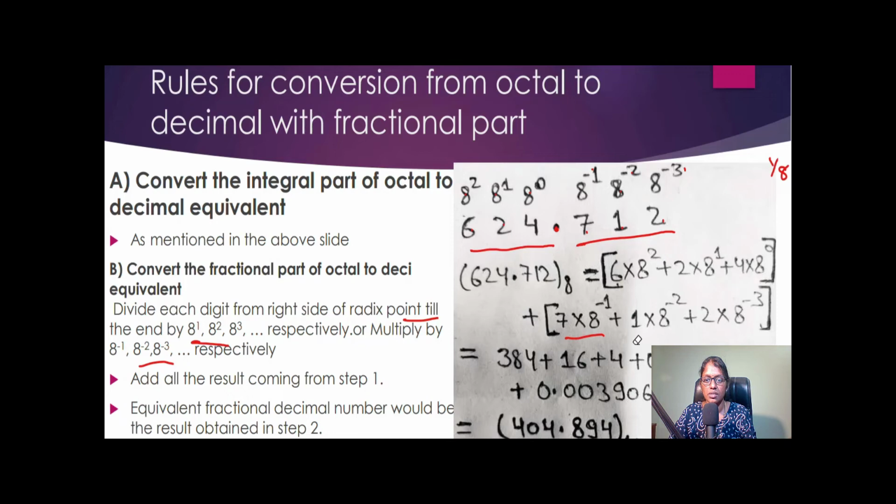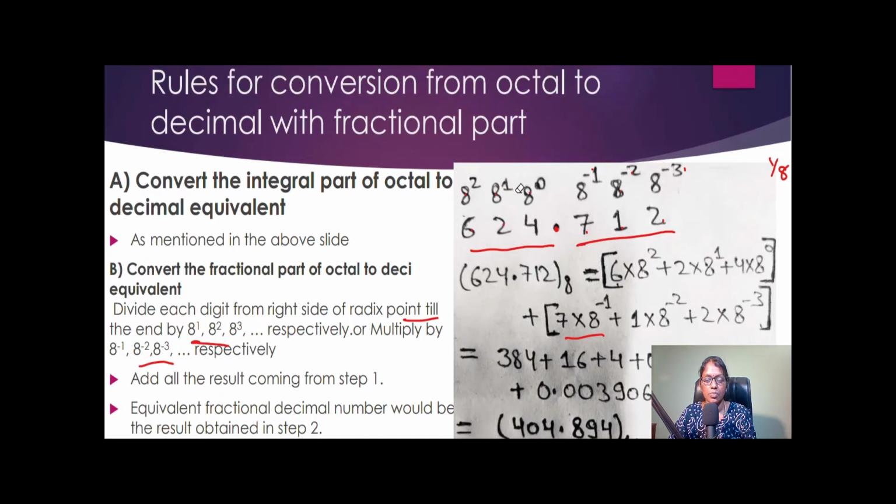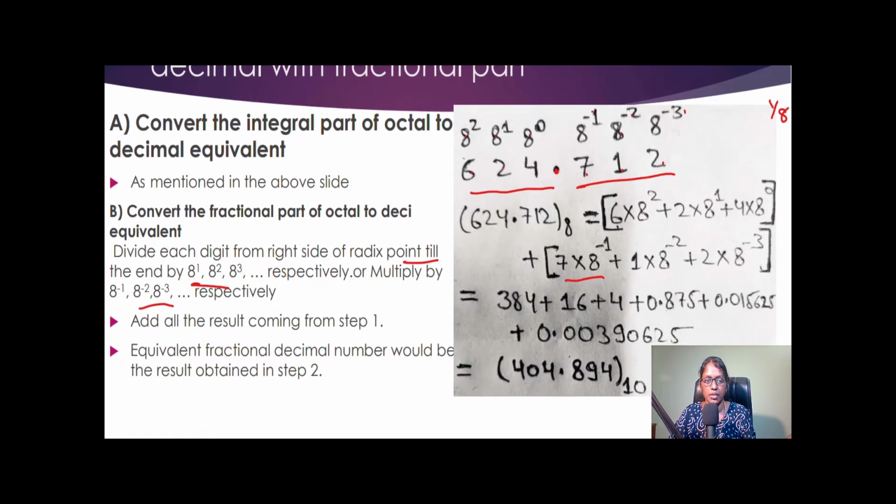You just remember these calculations once you do them on the calculator, and then remember them a little bit for 3 to 4 bits. You just remember that and you apply it for these numbers. So this is 8 to the power 0, 1, 2, and after the decimal, multiply the given digit by 8 to the power of minus 1, minus 2, minus 3, and so on. Okay, so these are the rules for conversion from octal to decimal with a fractional part.